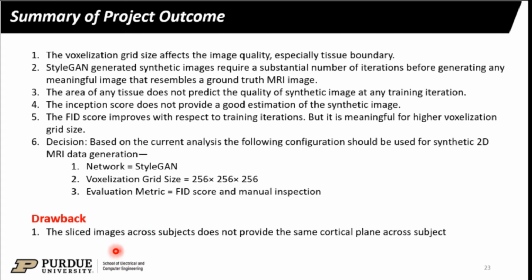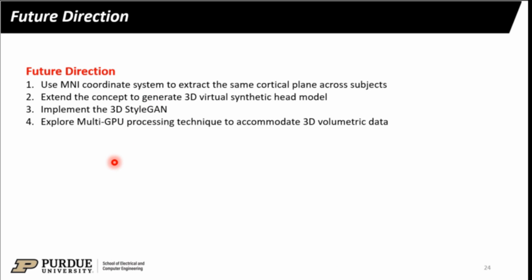So we have a drawback in this process. The sliced images that we have used for training do not correspond to the same cortical plane across subjects, because across subjects we have differences and uncertainty in the structure of the brains. So in future we are going to use the MNI coordinate system to extract the same cortical plane across subjects, and we are going to extend this concept to 3D StyleGAN, which will require us to explore multi-GPU processing techniques.